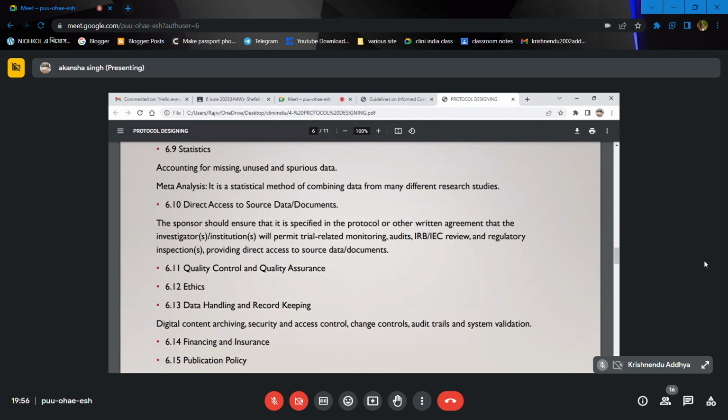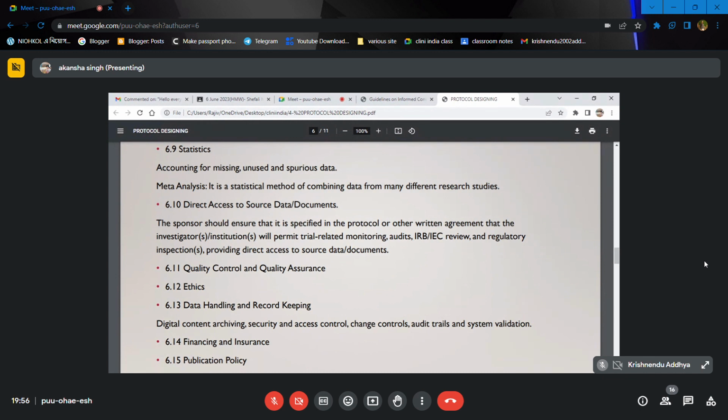Then next is your quality control and quality assurance, to maintain the quality in the system from the beginning to the end of the trial. So we have to provide the assurance of good clinical practices and quality of data, and refer to the monitors and assessors how they are going to do in every aspect.